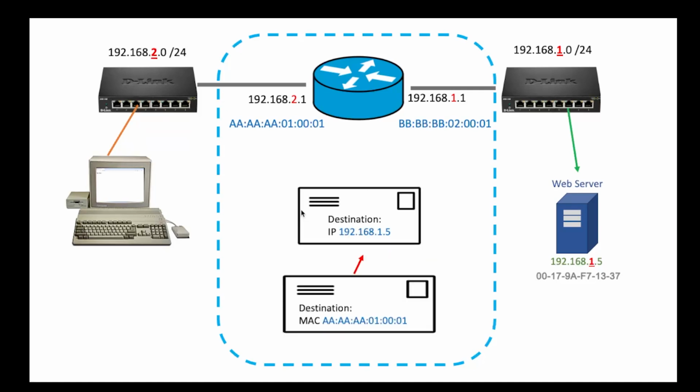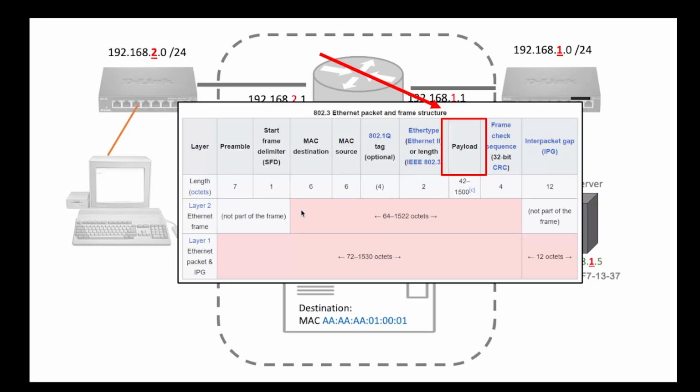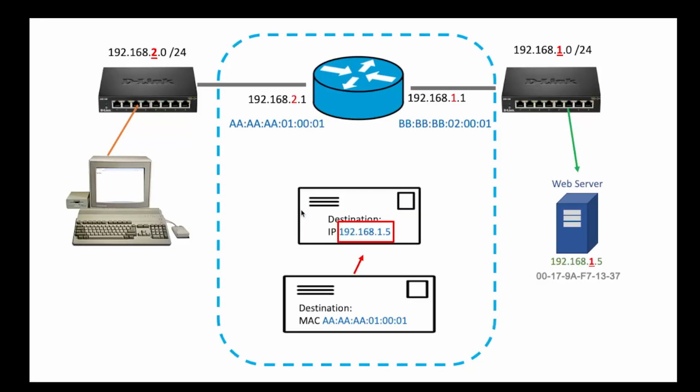The router will open up the layer 2 envelope so it can inspect the IP address. This is done by the router opening up the payload section of the Ethernet frame. The router will then use its routing table to figure out which interface it should send out the request. In this case, it'll send it out the 192.168.1.1 interface on the right-hand side. The router then gets rid of the original layer 2 envelope and performs an ARP request against the 192.168.1 network to get the MAC address of the web server.